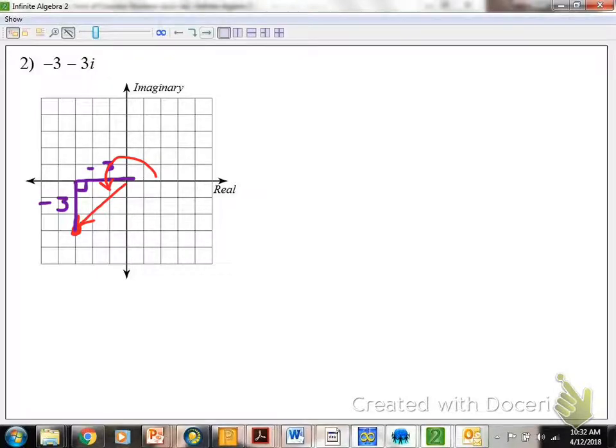The radius of our number, r, is equal to the absolute value of negative 3 minus 3i, which is the square root of negative 3 squared plus negative 3 squared. That is the square root of 18, which is equal to 3 times the square root of 2. Isn't 3 times the square root of 2 the hypotenuse of a 45, 45, 90 triangle with legs of 3? It is, right? So you could use your special right triangles or you can use the trig.